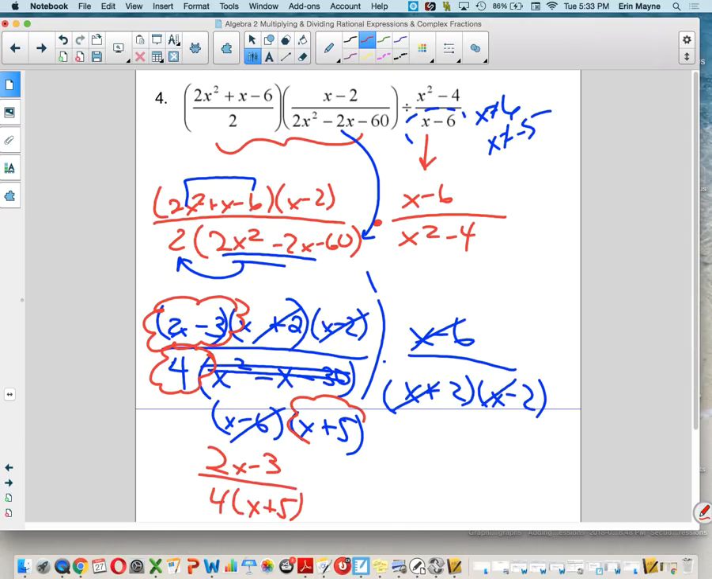The good news is I've already listed all of my restrictions from the beginning. X cannot equal 6, x cannot equal negative 5. But also as a quick reminder, when that second fraction flips, I know x also cannot be negative 2 or 2. That is the conclusion of division.